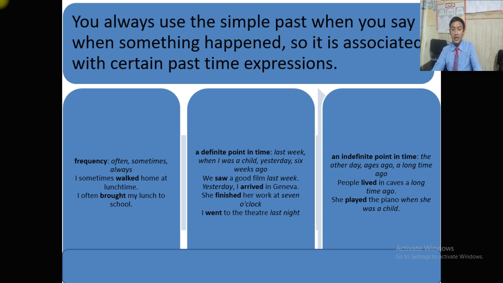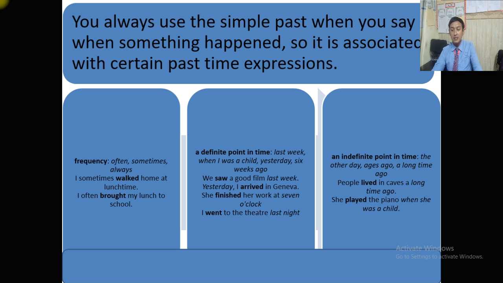Now you can see the example. People lived in town a long time ago. That means not recently, but we are talking about the time that people lived in the previous time. So long ago. Now come to the next example. She played the piano when she was a child.